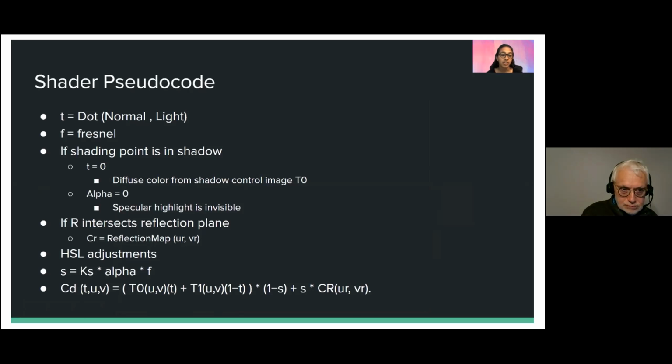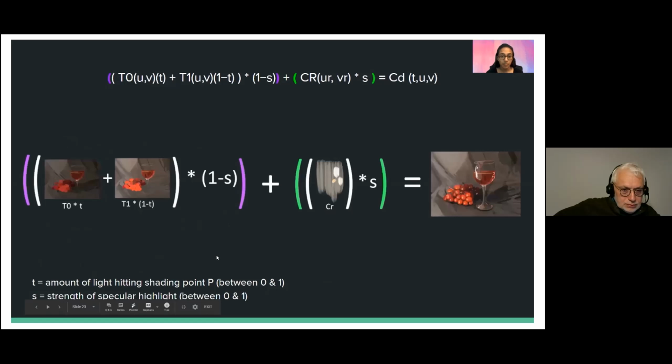The way the shader works in order to calculate the final color is we take the dot product of the normal and the light vector, and that gives us the amount of light that's hitting the shading point. We use that number in addition to this value S that's determined by the specular strength, the alpha, and the Fresnel value. We use those two values to calculate the final image. So we're interpolating between the two control images, T0 and T1, based on the value T, which is the amount of light hitting the shading point. We then multiply that by the value S, and we add that to the specular image, the reflection map, which is also multiplied by S.